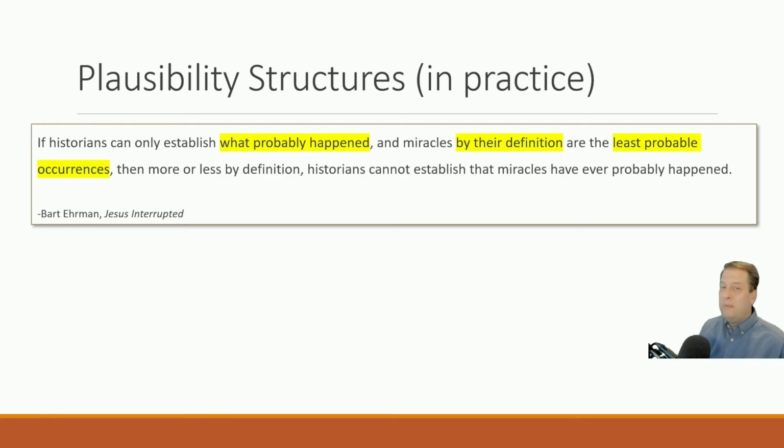And also, miracles by their definition, whose definition? People define the term miracle in very different ways, and the definition that we employ matters a lot in this instance. So again, here we have Bart Ehrman's plausibility structures at play, but he uses some creative ways to frame his plausibility structures as being other things, like questions of probability or definition.